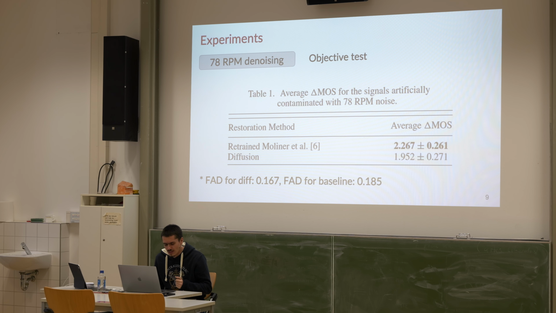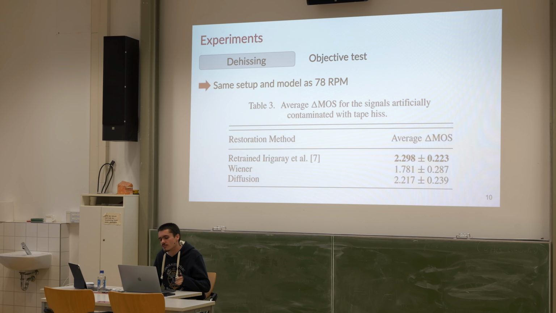And so you can see that actually the results with conditional sampling were slightly worse. But they are competitive. They are in the same range. There's an overlap of confidence regions. Using the FAD, I had slightly better results for diffusion. And with the dehissing, with the same setup, I had very, very similar results, with the added note that diffusion conditional sampling did better than standard Wiener filtering.